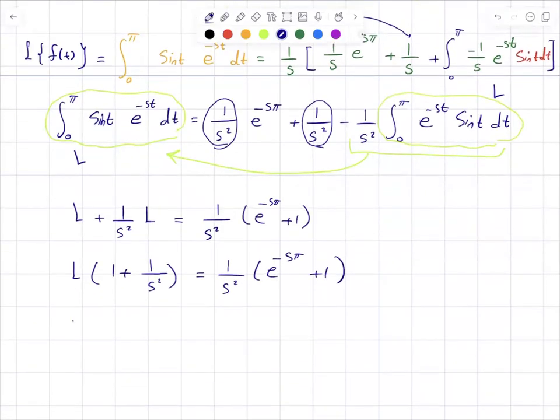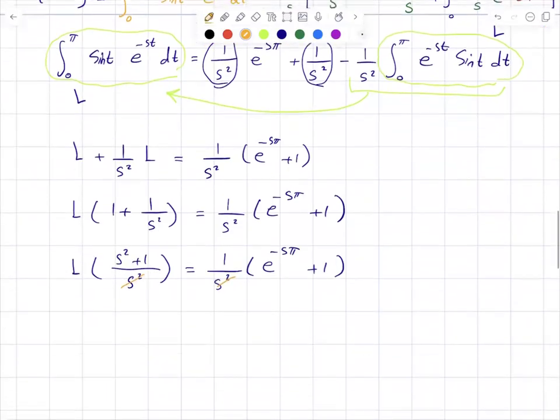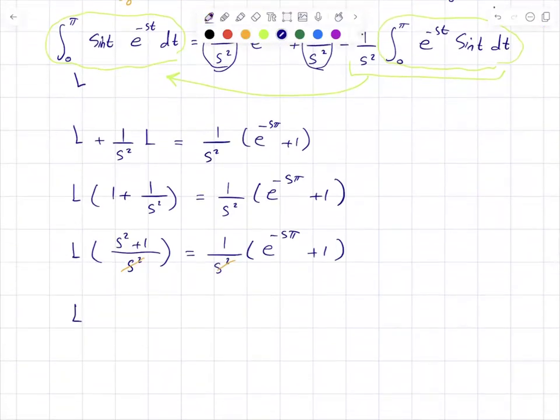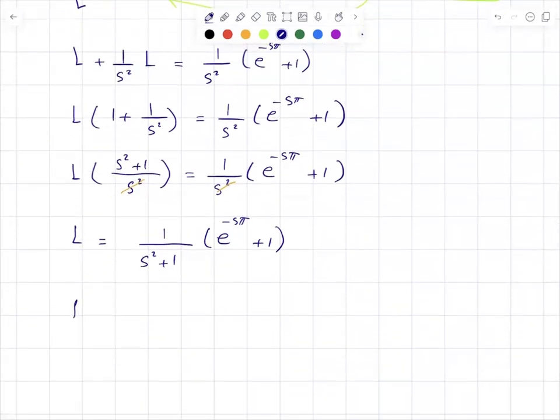Very good. If you take common denominator here, you get L multiplied by s squared plus 1 divided by s squared, which is equal to 1 over s squared e to the power negative s pi plus 1. Basically, you can cancel out s squared on the denominator from both sides, and L is equal to 1 divided by s squared plus 1 times e to the power negative s pi plus 1. So by doing a little bit of algebra, we can see that Laplace of this piecewise defined function is equal to e to the power negative s pi plus 1 divided by s squared plus 1.